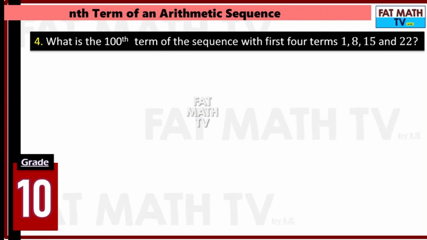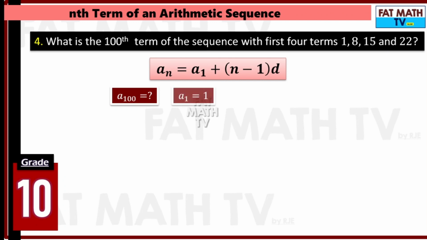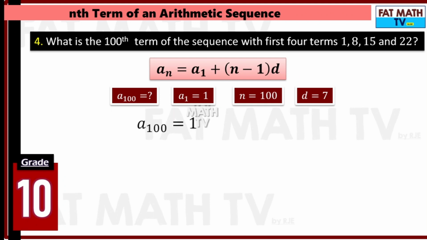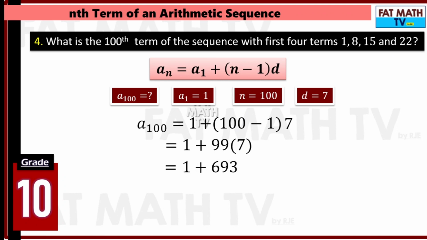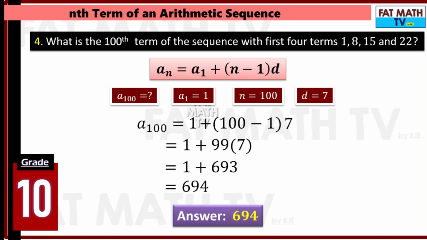Example number 4. What is the 100th term of the same sequence? So it's still the same a sub 1 and same d. So n is 100. A sub 100 is 1 plus 100 minus 1 times 7. 100 minus 1 is 99. 99 times 7 is 693, plus 1, 694. So the 100th term of the sequence is 694.